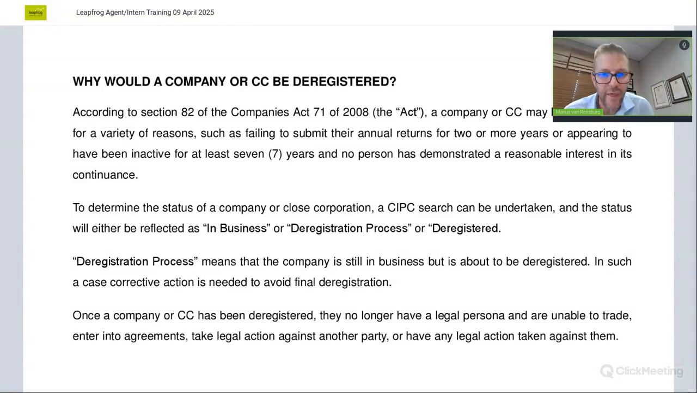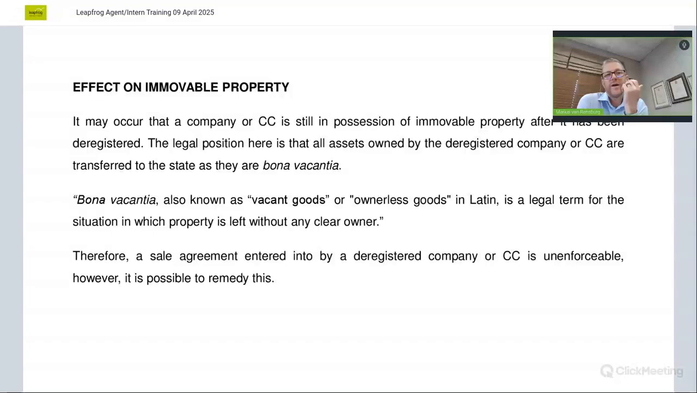So you're deregistered. And what this means is that if your company or closed corporation is deregistered, you no longer have a legal persona. You're not able to trade, enter into agreements, take legal action, and you basically have no contractual capacity whatsoever. So this is why it's important.